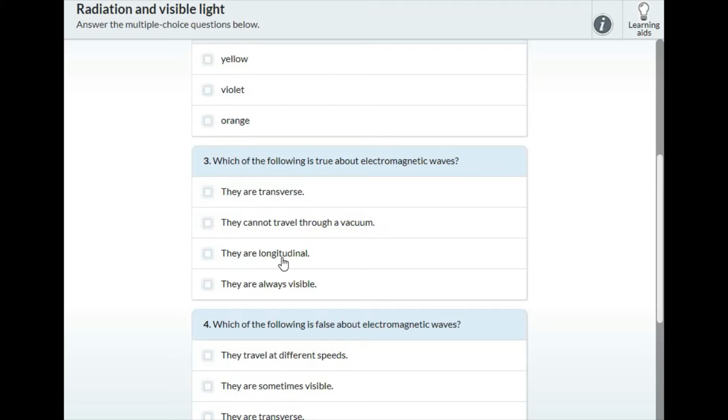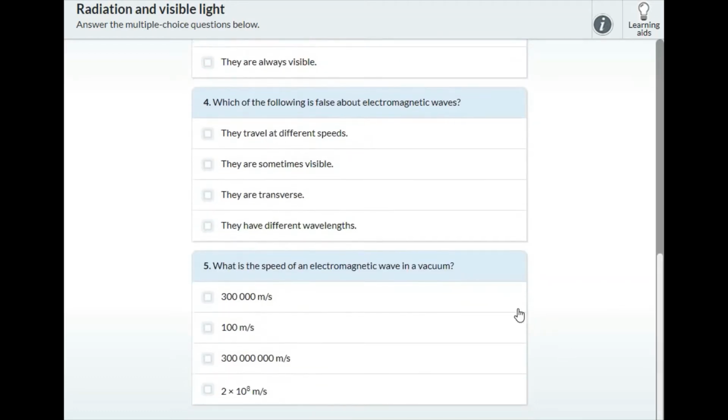They're certainly not longitudinal. That's where the direction of the waves is parallel to the oscillation, and that's for sound. Sound waves are a good example of longitudinal waves, compression waves. They're always visible. Incorrect. There is a visible spectrum, okay, but there are also parts that we cannot see. For instance, radio waves, X-rays, gamma rays. So I'm putting they are transverse.